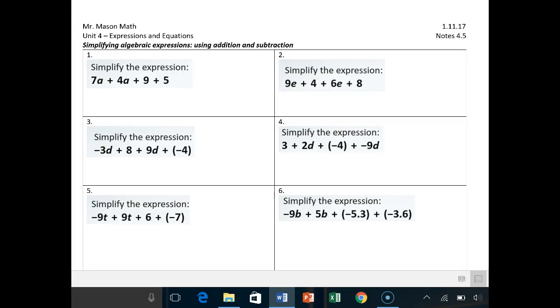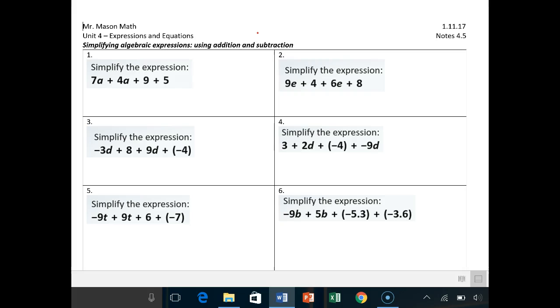So I'm going to help you through notes 4.5 today. You have one BuzzMath level entitled Simplifying Algebraic Expressions Using Addition and Subtraction. Another way we can think about this is using the commutative property, because we're going to change all subtraction into adding the opposite and then use the commutative property from there.